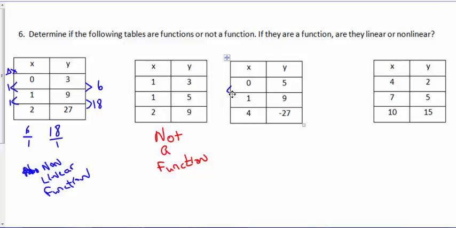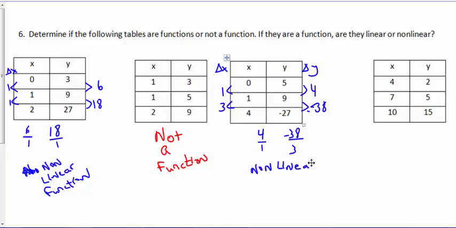All right, let's look here. 0 to 1 is 1, 1 to 4 is 3, so that's your change in x. Change in y. 5 to 9 is 4. And then 9 to -27, well, that would be -38. Okay, -38. So we have 4/1 and -38/3. This doesn't simplify down to 4 over 1. So that is a non-linear function.